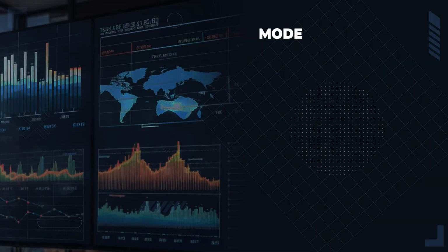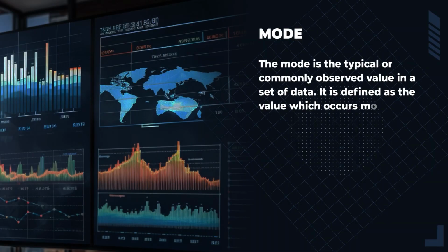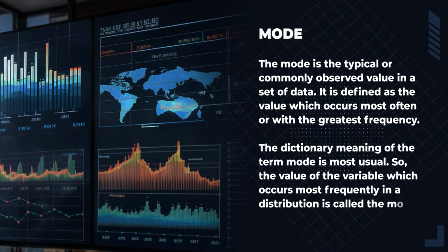Now come to the third measure of central tendency, that is the mode. The mode is the typical or commonly observed value in a set of data. It is defined as the value which occurs most often or with the greatest frequency. The dictionary meaning of the term mode is most usual. So the value of the variable which occurs most frequently in a distribution is called the mode.